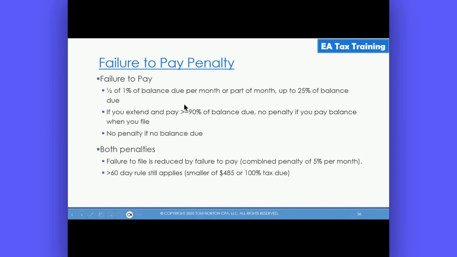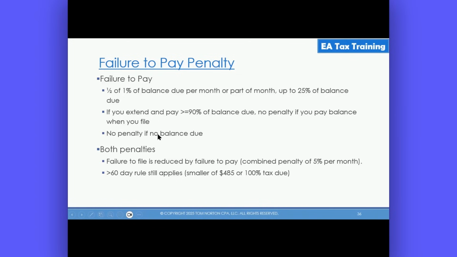What they're basically saying is you did your best, you made an estimate, and it was close enough. So we are not going to charge you any failure to pay penalty since you did a pretty good job of estimating how much you were going to owe. And then the failure to pay penalty, again, is based on the balance due.